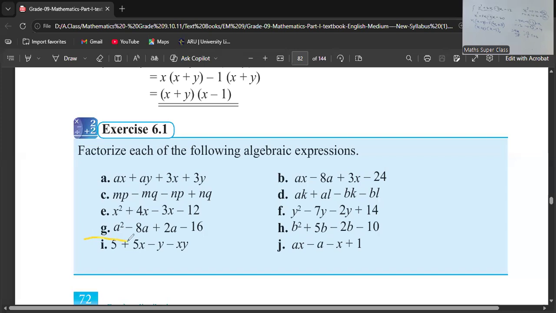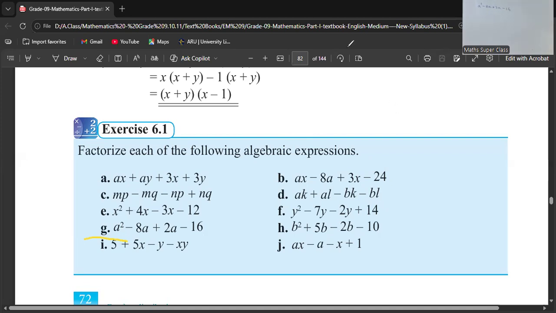This one: a square minus 8a plus 2a minus 16. Be careful, okay? I'll explain this one, and somewhere you will understand the other one. This is the last question, so now I'm going to explain. This one is the last question: a square minus 8a plus 2a minus 16.